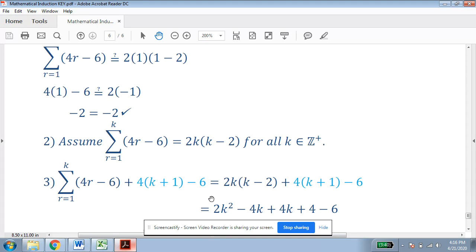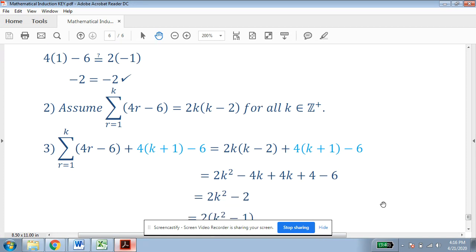Let's simplify it. The 2k here can distribute in to give me 2k squared minus 4k. This 4 can distribute into the light blue parentheses to give me 4k plus 4. The minus 6 is still on its own at the very end. This is a lot, but I can simplify and combine like terms. 4k minus 4k disappears. 4 minus 6 is a negative 2. The k squareds don't combine with anything.